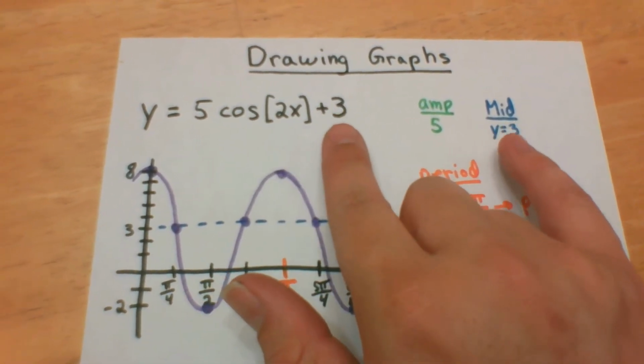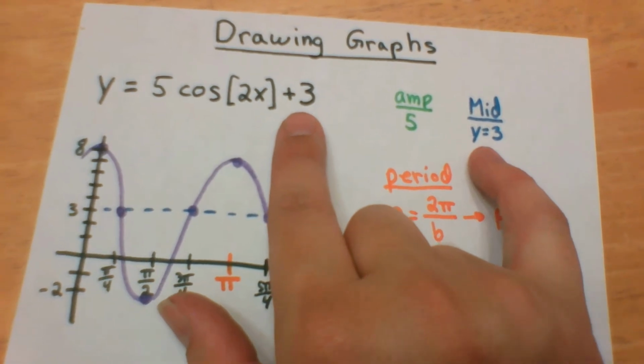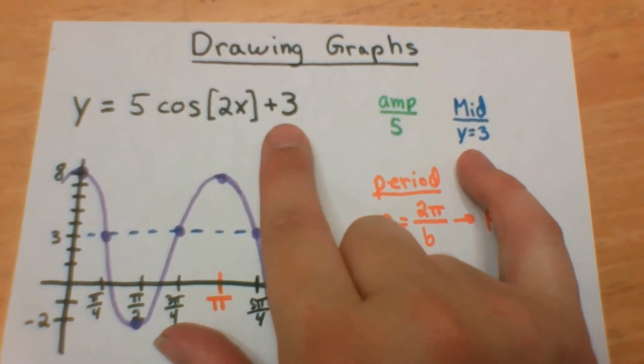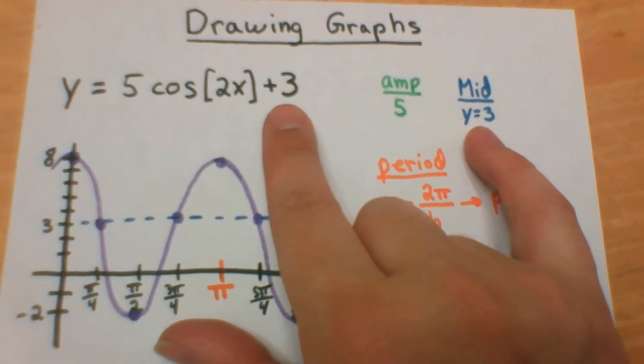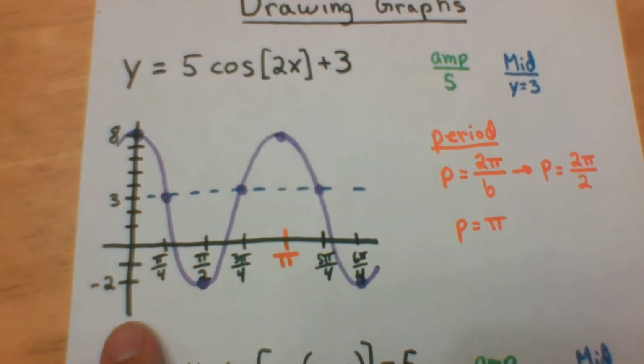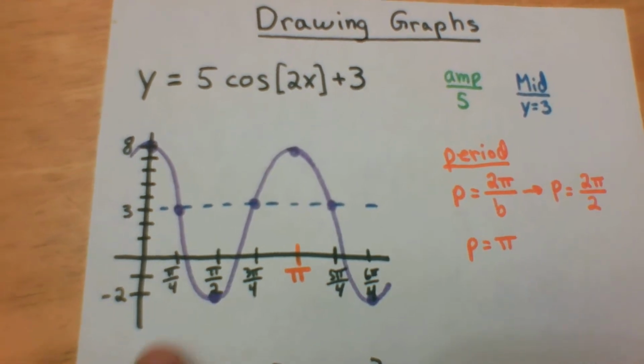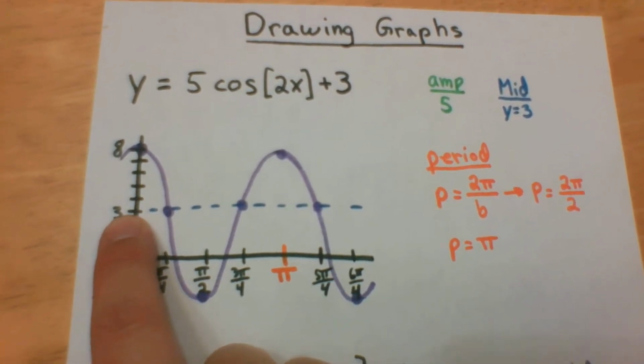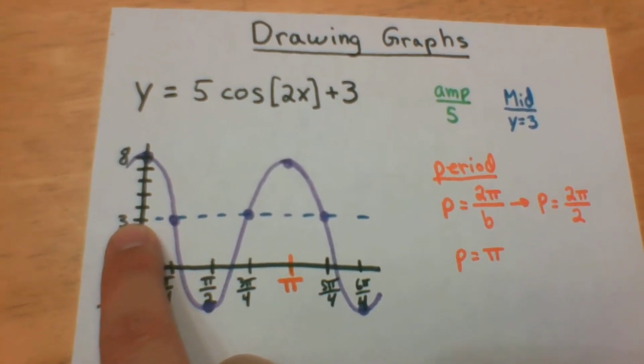Then the next is the midline. So in this case, our midline is 3. Now that lets you already start to draw the graph, or at least some characteristics. It lets you set up the y-axis of your graph. So the 3 has to be in the middle, and then you have to do a little mental math.